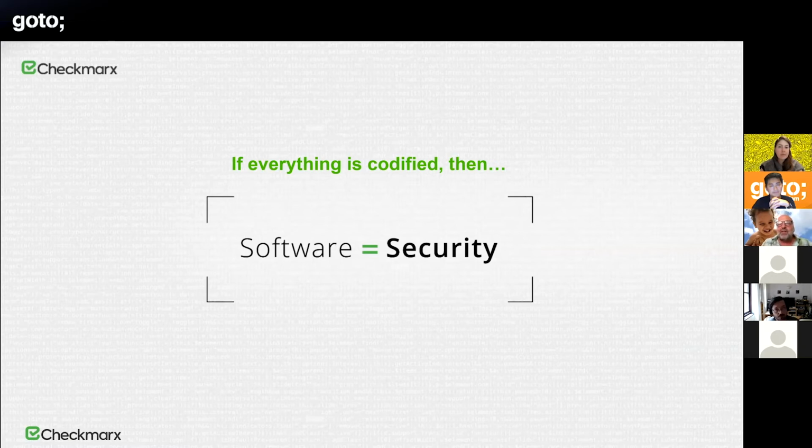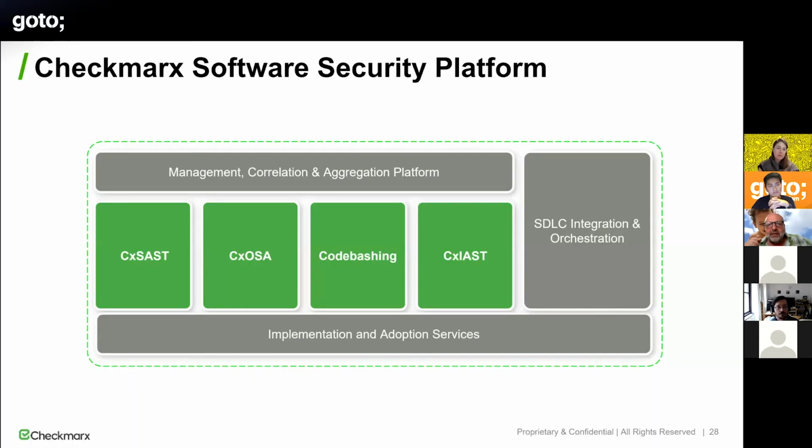And what Checkmarx is doing for that, we have a suite of products, the security platform. Static analysis is used to find vulnerabilities in the code that you are developing. OSA finds vulnerabilities in open source components that you are merging into your code. Codebashing is an application security training product, so you will be aware and understand security. And IAST is interactive application security testing that helps you find vulnerabilities at runtime. All of this is running and integrated within the SDLC environment. We have a lot of integration points, and it is one platform.